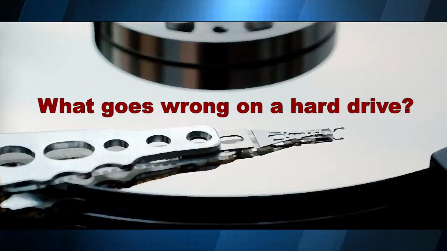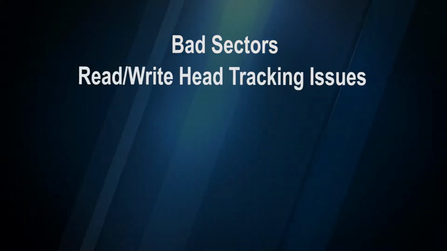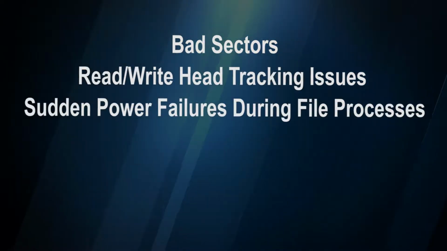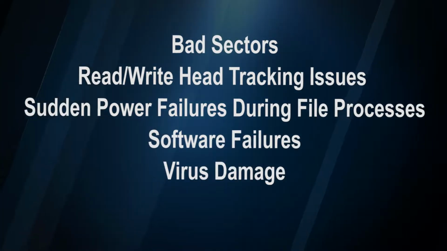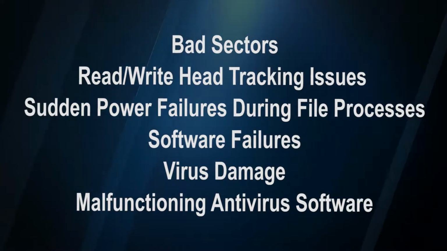What goes wrong on a hard drive? Some of the most common issues related to hard drive failure are as follows: bad sectors, read and write head tracking issues, sudden power failures during file processes, software failures, virus damage, and malfunctioning antivirus software.